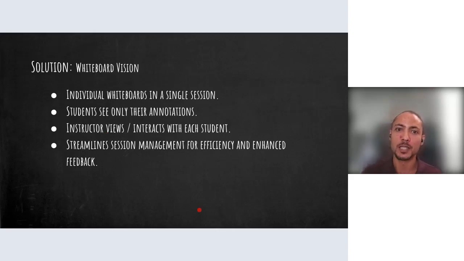So the solution to this was the Whiteboard Vision. Now the Whiteboard Vision essentially tries to provide a single whiteboard for each user in one session. So if there are 25 users in a meeting and you give them access to Whiteboard Vision, they should only see their annotations and what they're doing while interacting with the whiteboard. They also have the option to see the instructor's annotations and the instructor's cursors.